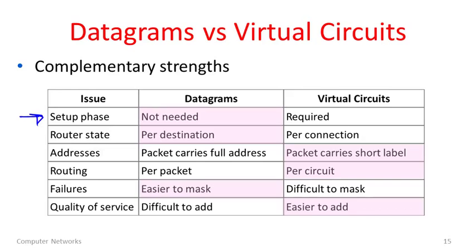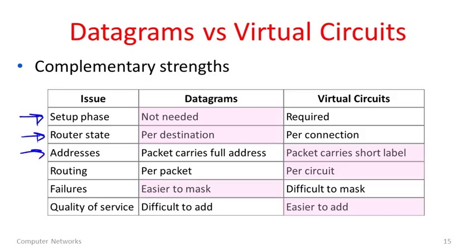On the other hand, for virtual circuits, a connection setup is required. Router state. What do routers need to remember? Well, with datagrams, they just need their table of how to get to different destinations. With virtual circuits, they actually need to remember more. For every different circuit or connection through the router, they need to remember what to do about it. So you might have a lot of different circuits ongoing at the same time.